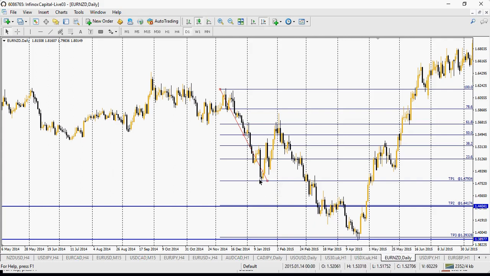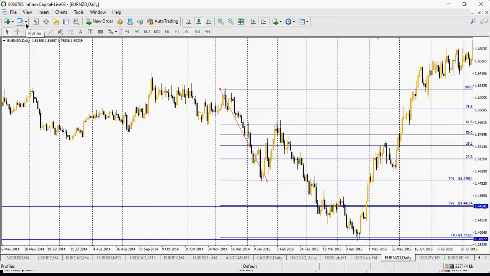Okay? But of course, when you've taken out the first one, you can move your stop loss to where you entered the trade. For example, if market has come and taken out your first take profit, you can move your stop loss. Maybe your stop loss was around here. You can move it into profit. You can actually move it into profit. Okay?